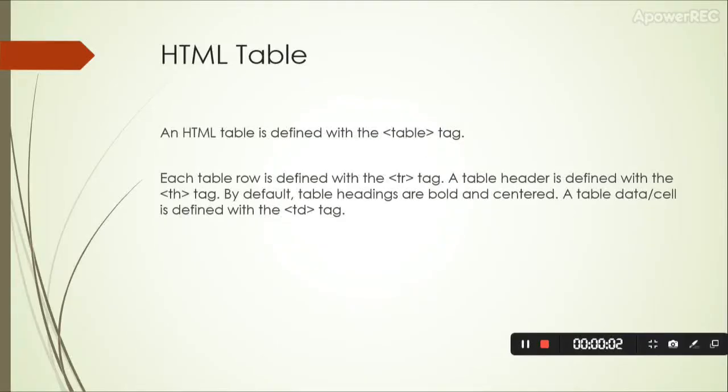HTML table. An HTML table is defined with the table tag. Each table row is defined with the tr tag. A table header is defined with the th tag. By default, the table headings are bold and centered. A table cell is defined by the td tag. Now we will use it practically.